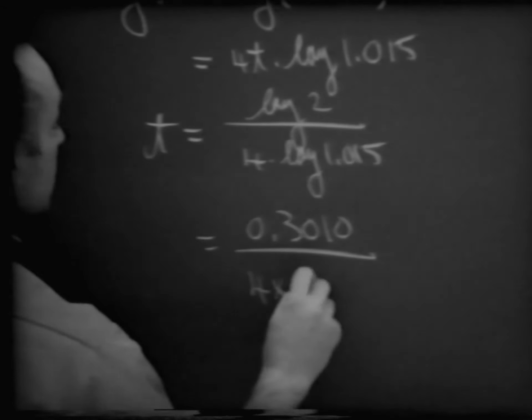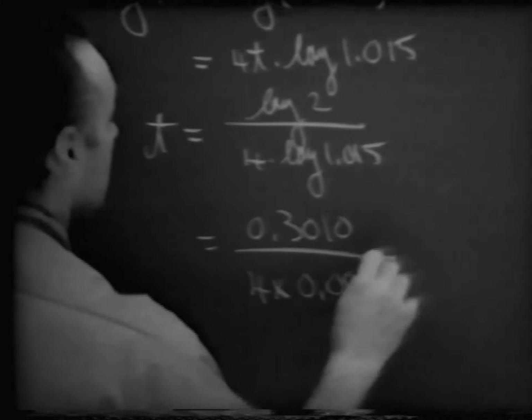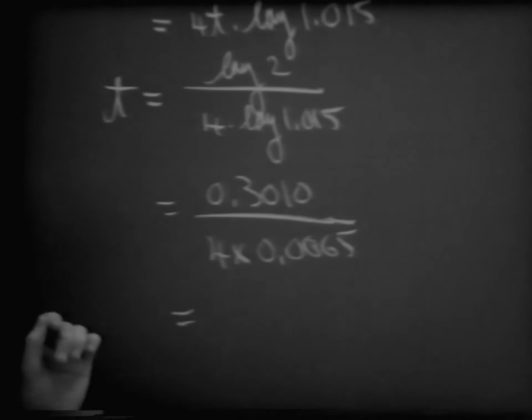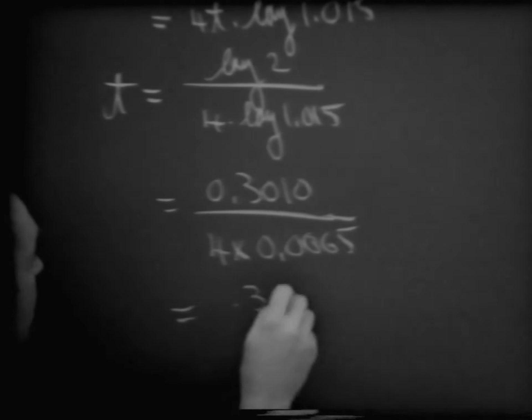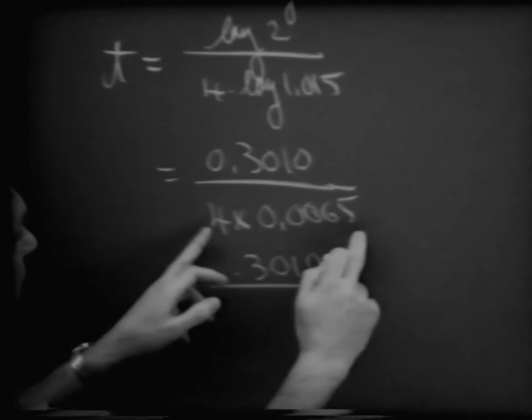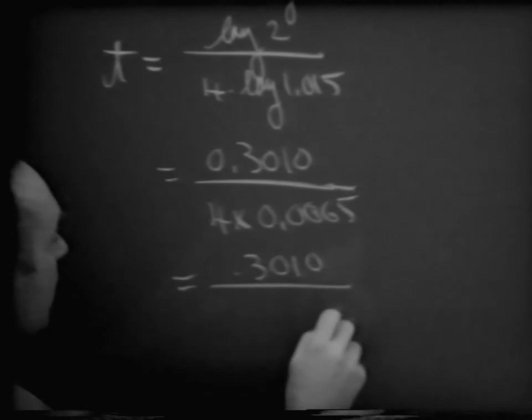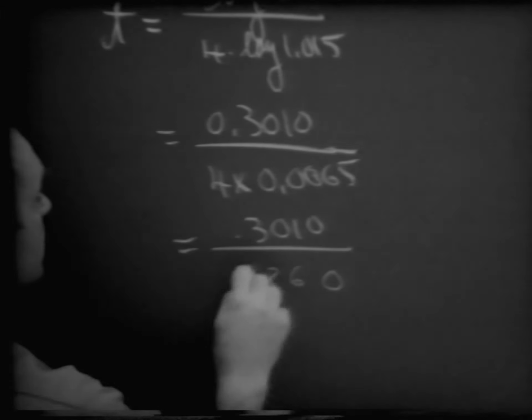I've already determined that is 0.0065. And from here on out, it's just arithmetic. In fact, we can do this by logarithms if we want. Well, let's just see how far we can get without doing so. 4 times 0.0065 we can do in our head. 4 times 5 is 20, and that's what? 26, is that right? With a 0 there.